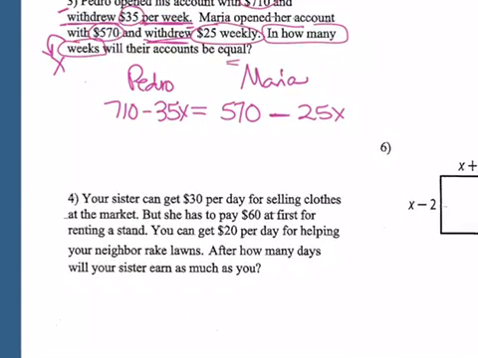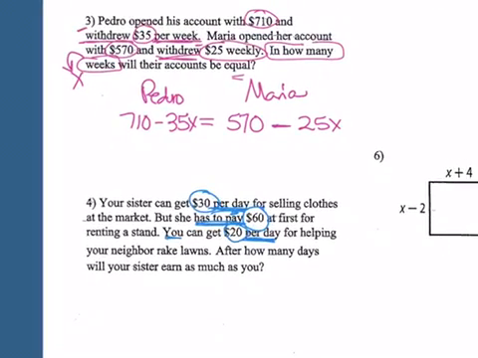Then on number 4, your sister can get $30 per day for selling clothes at the market, but she has to pay, so she's going to be losing $60 at first for renting the stand. You can get $20 per day for helping your neighbor rake lawns. After how many days, so that tells me that's my variable, days. After how many days will your sister earn as much as you? So you want to be equal with your sister.